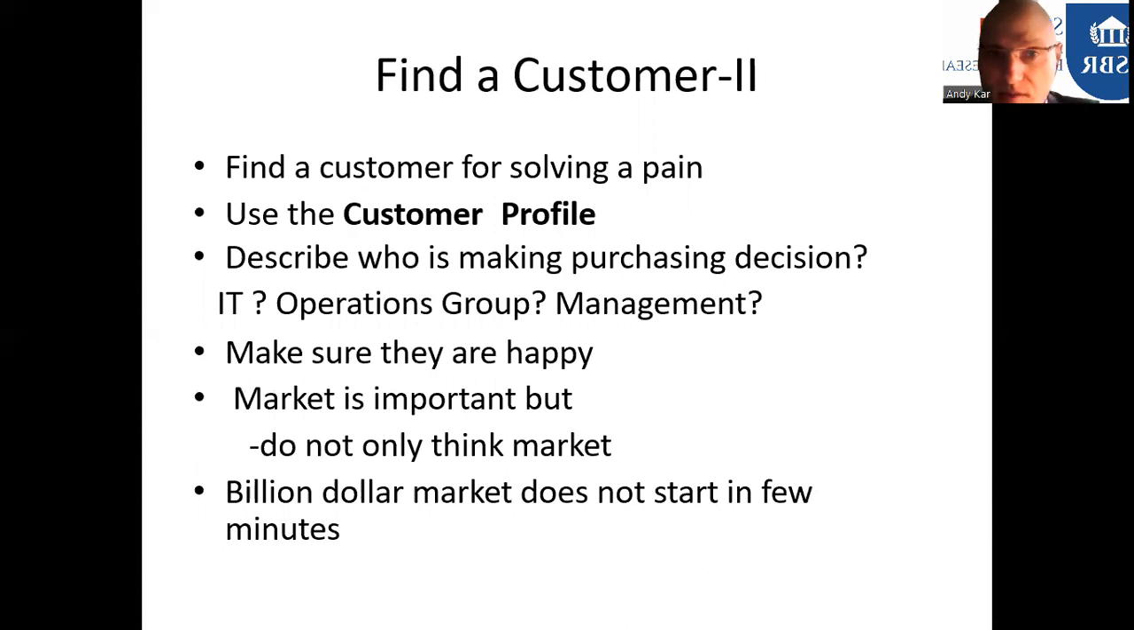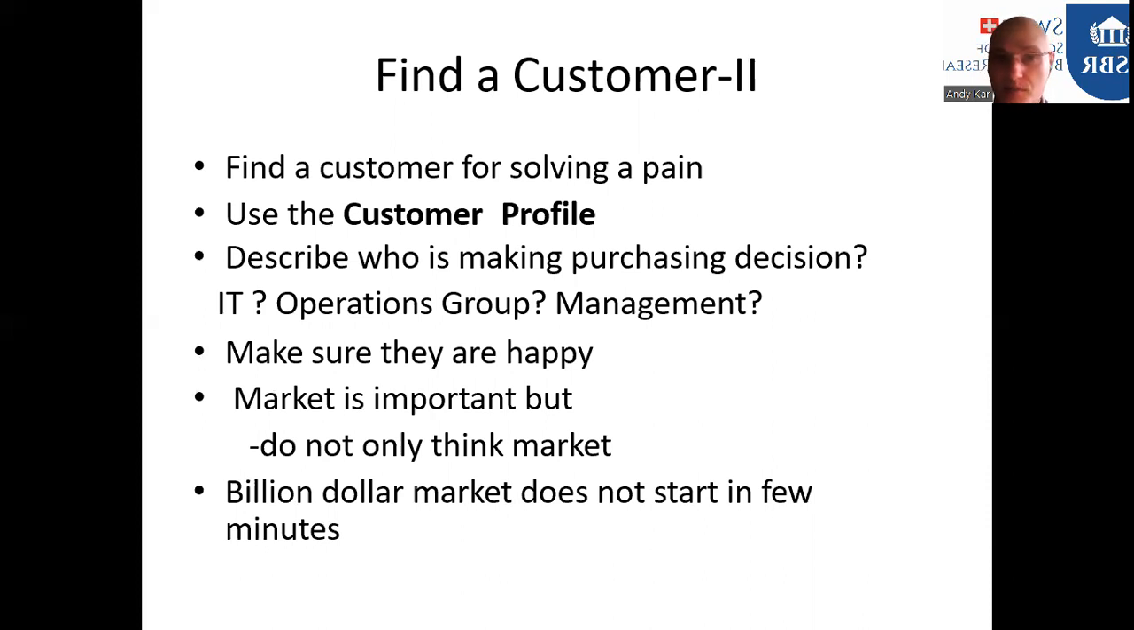Find the customer for solving a pain. Use the customer profile or persona, as we said. Describe who is making the purchasing decision. For example, if you are addressing a product to a family, a product to kids, you know that the purchasing decision is going to be made by the parents. It's not the kid who decides. So if you want to advertise your product, you need to advertise it in a zone where kids are in front of the television, for example, but also parents should be there because they need to take a look at the advertisements themselves and be persuaded that it is the best thing to buy for their kids.